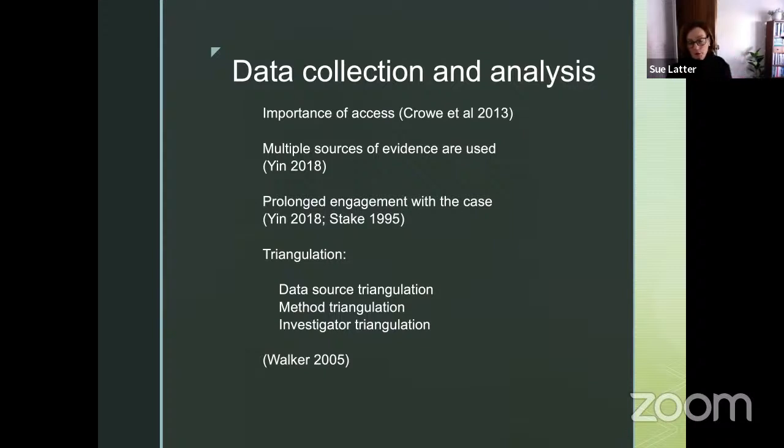Your methods, you might be triangulating observation with interview data, with documentary analysis, or this was the case with the project that my PhD was embedded in. There was more than one of us collecting data, so we needed to triangulate our own perceptions and data collection methods across each other.